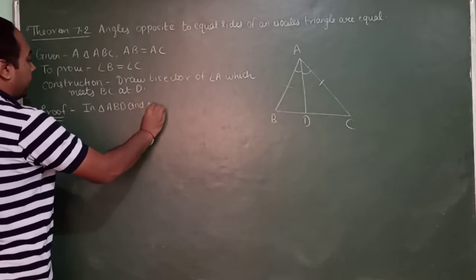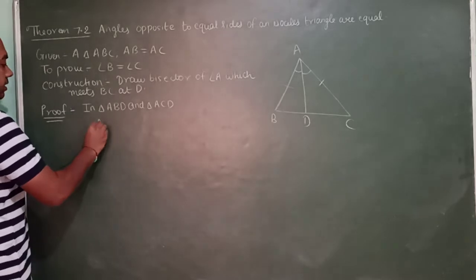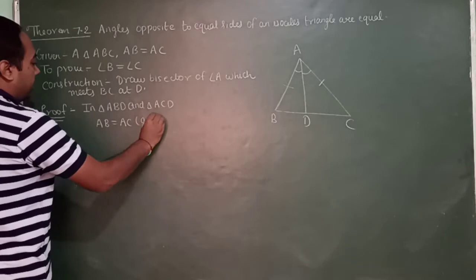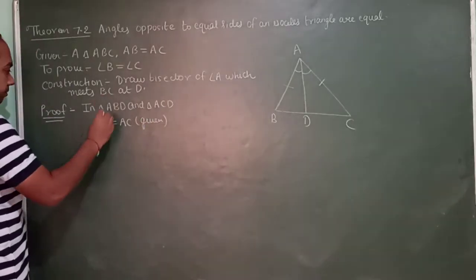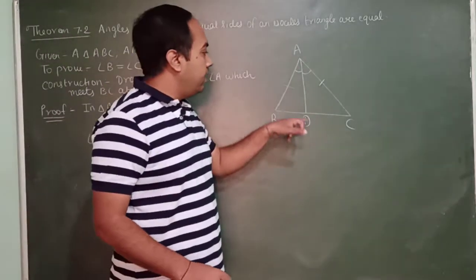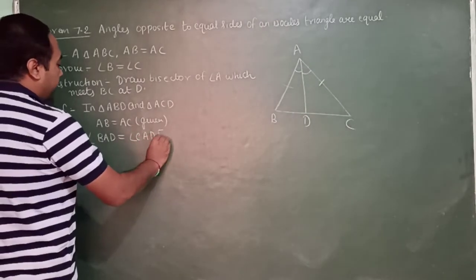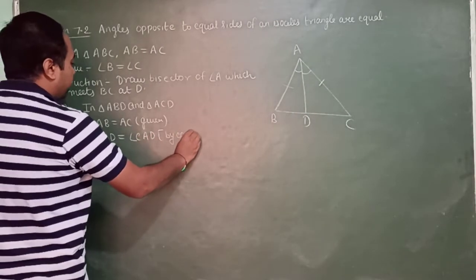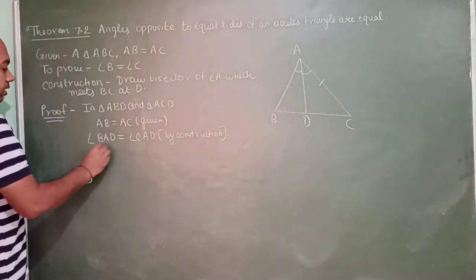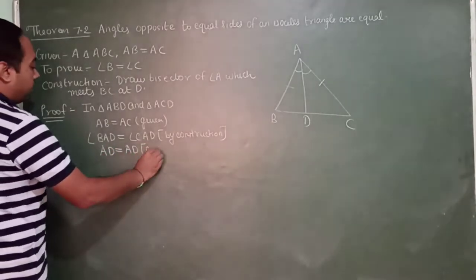and triangle ACD, we have, first you will write AB is equal to AC, given. Then you will write angle BAD is equal to angle CAD by construction. Then after this you will write AD is the side which is common in both the triangles. AD equal AD, common side.